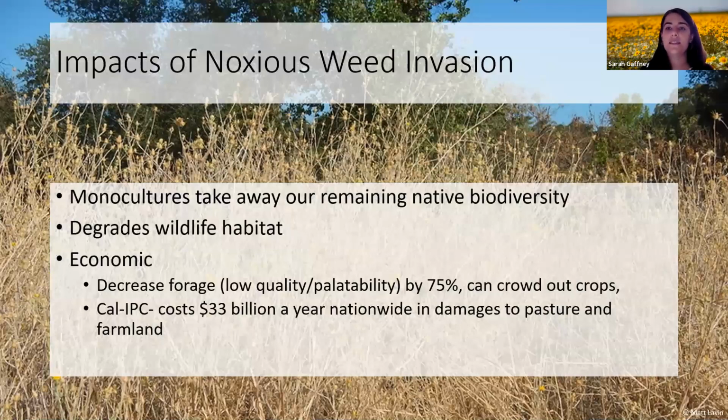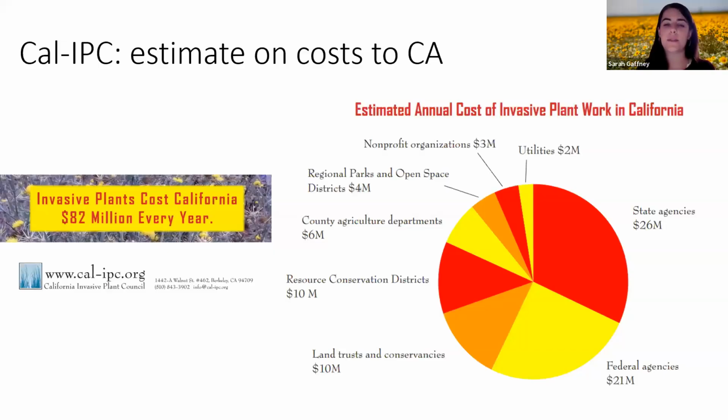And so then when we have our noxious weeds come in and invade these grasslands, they form incredibly dense monocultures that take away our remaining native biodiversity. And they also degrade wildlife habitat and cause incredible economic damage. They're such low quality and palatability that they can decrease forage by up to 75%. And if they get into croplands, they can crowd out crops. And overall, CalIPSI estimates that nationwide noxious weeds cost $33 billion in damage. And zooming in specifically to California, invasive plants are costing us $82 million every year. So noxious weeds are a major problem, and they are the main focus of control in our grasslands today.